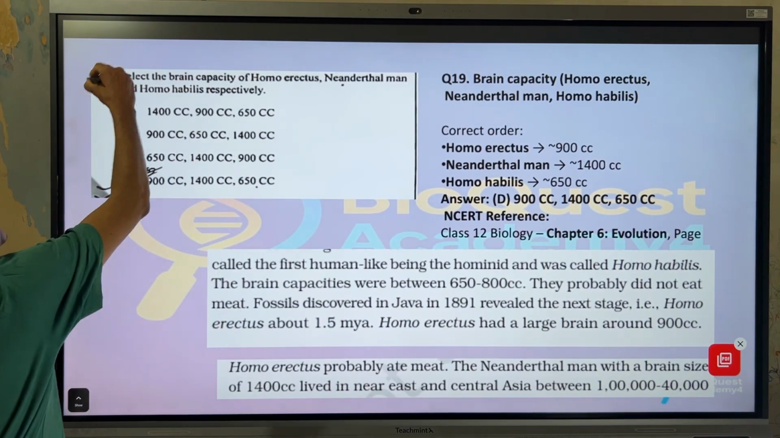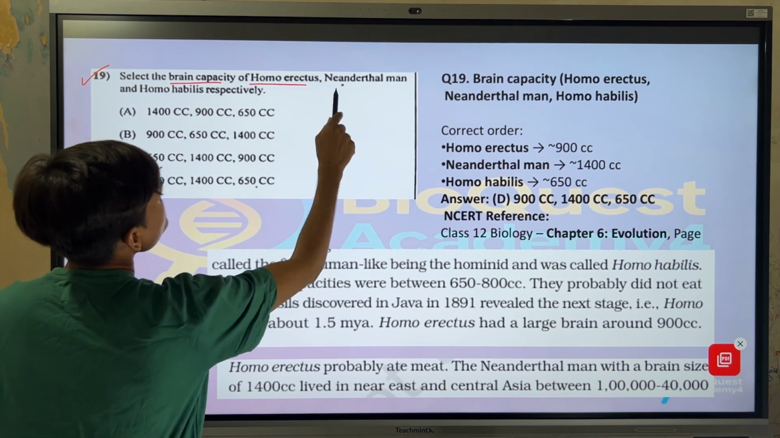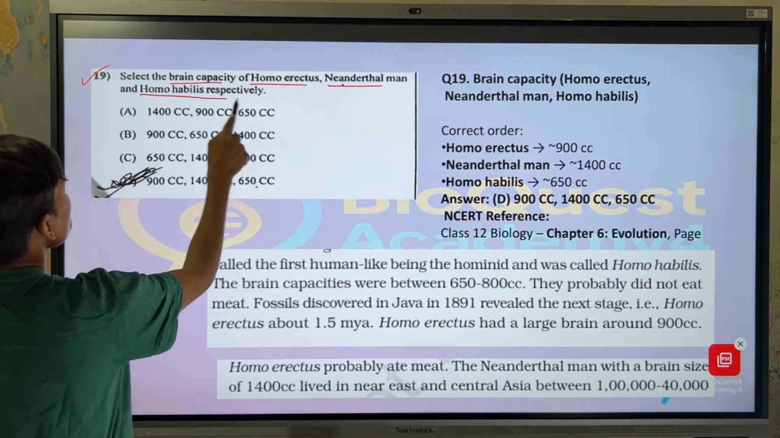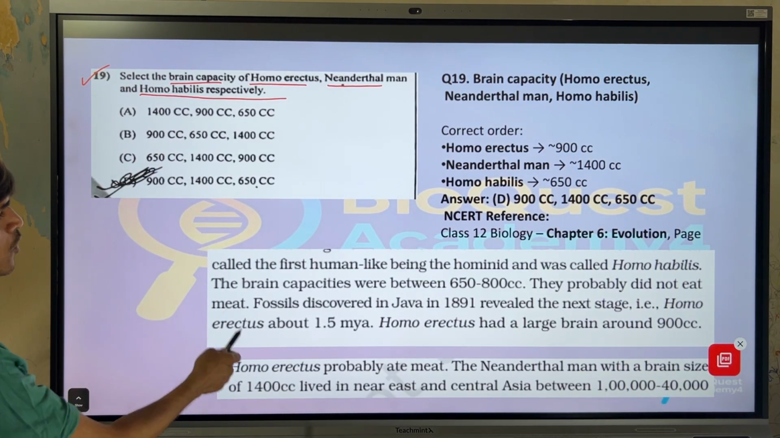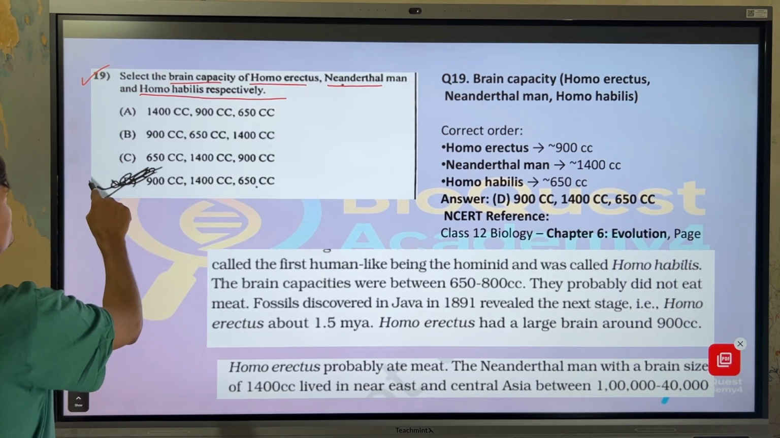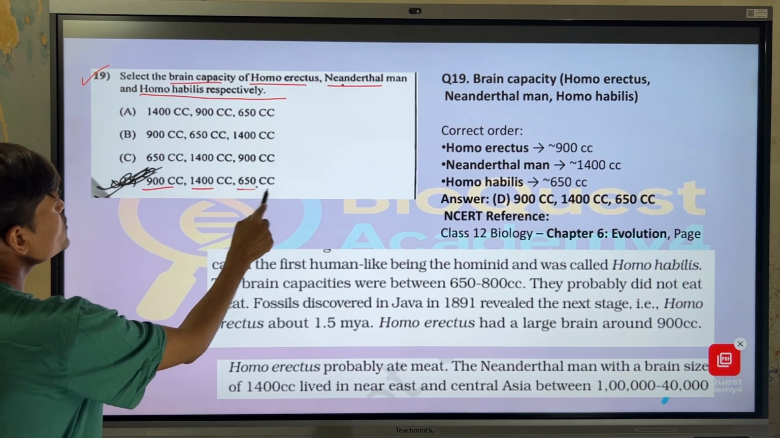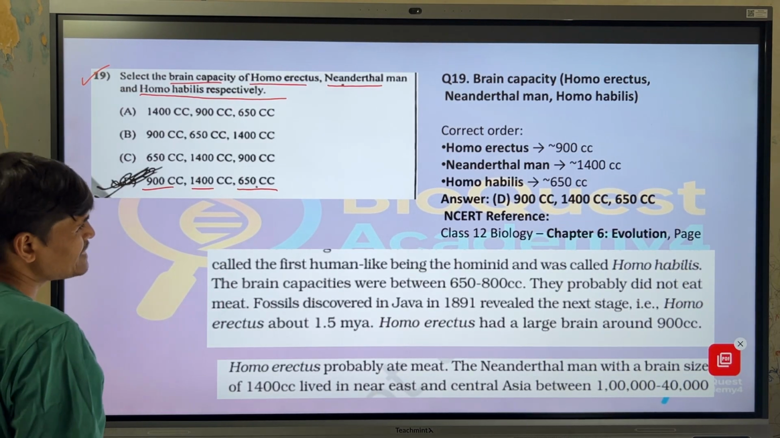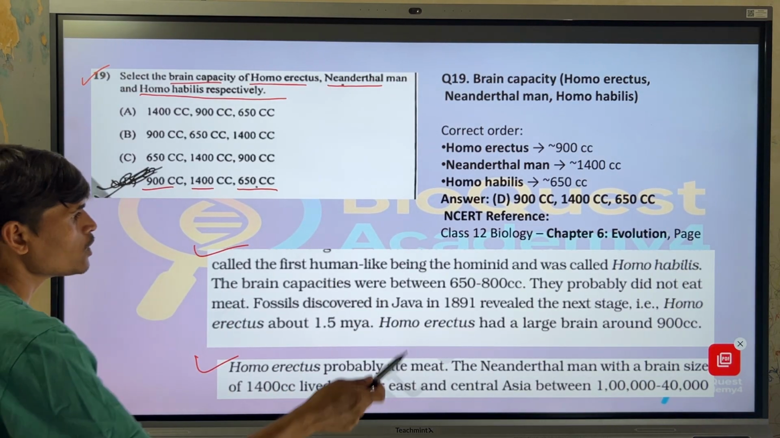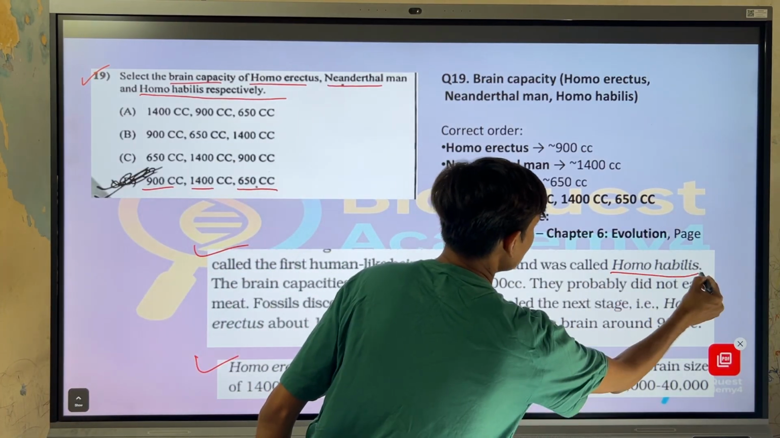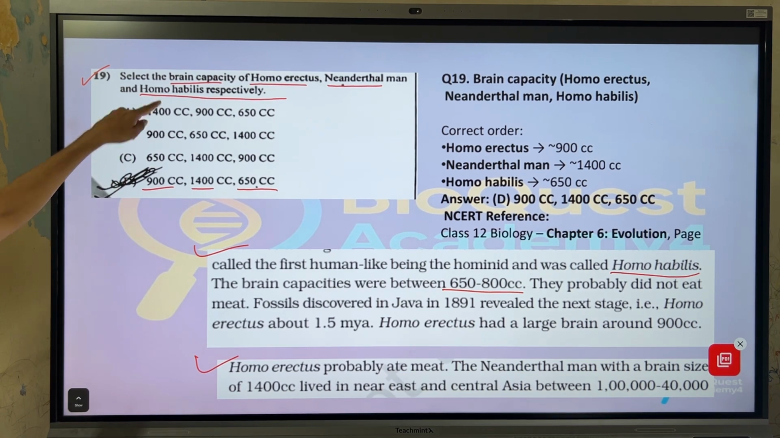Next question, question number 19. Select the brain capacity of Homo erectus, Neanderthal man, and Homo habilis. Four different options are given, and the answer is B, 900 cc, 1400 cc, 650 cc, from this cutting of the textbook. What do you see? Homo habilis with 650. So Homo habilis with 650.